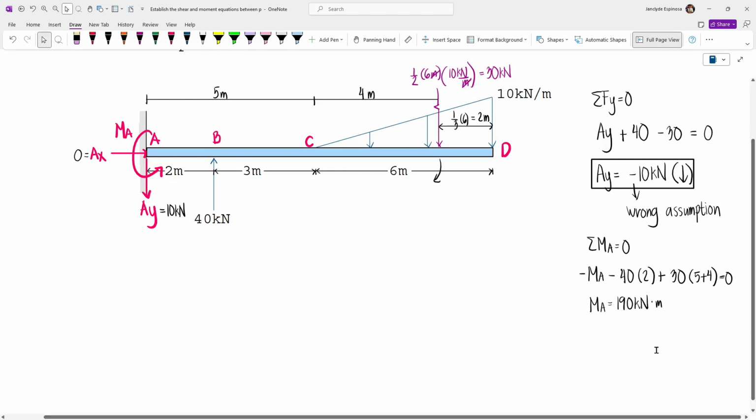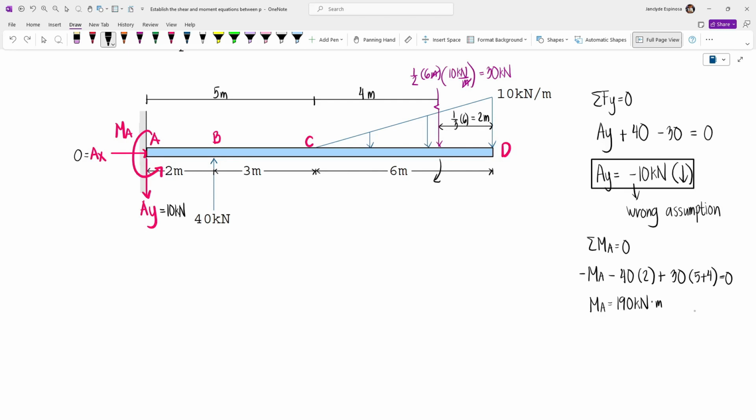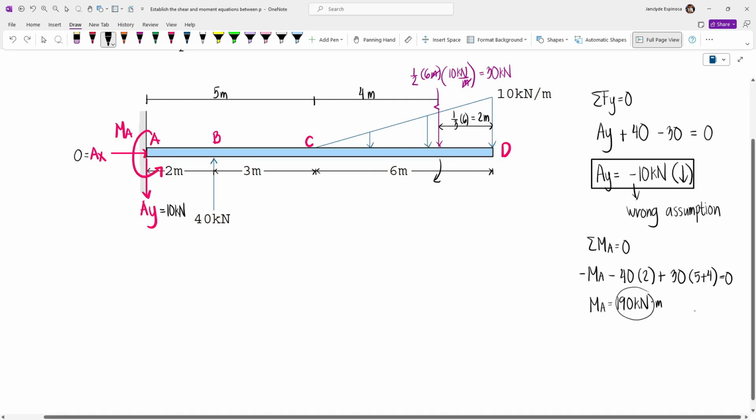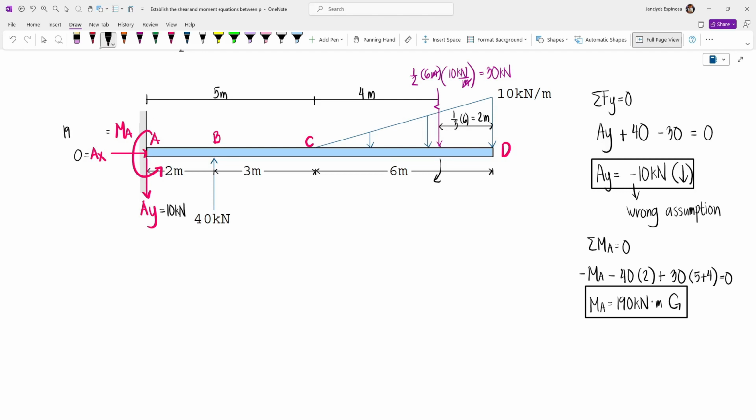However, the positive sign here doesn't mean that the moment reaction at A is clockwise. It just means that our assumption is correct. And so since we assumed counterclockwise and we got positive, then this is counterclockwise. So we have 190 kNm.